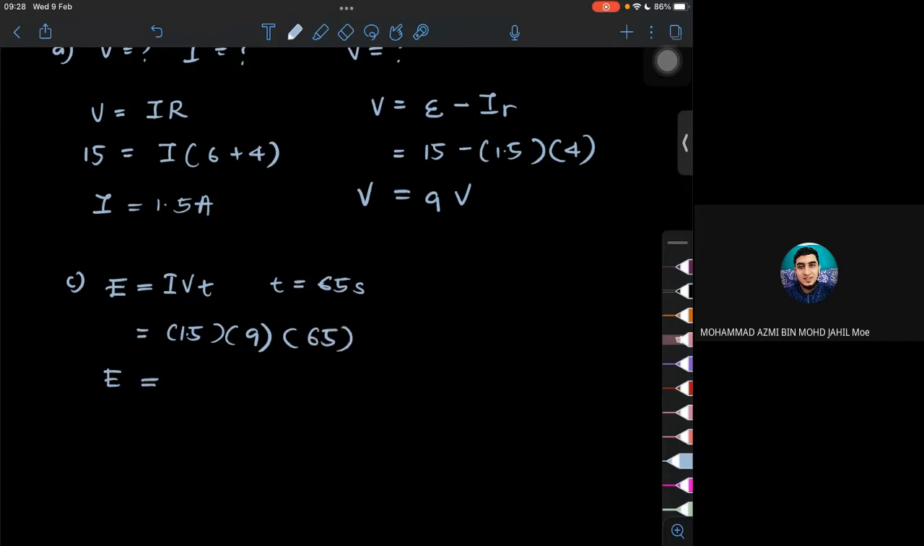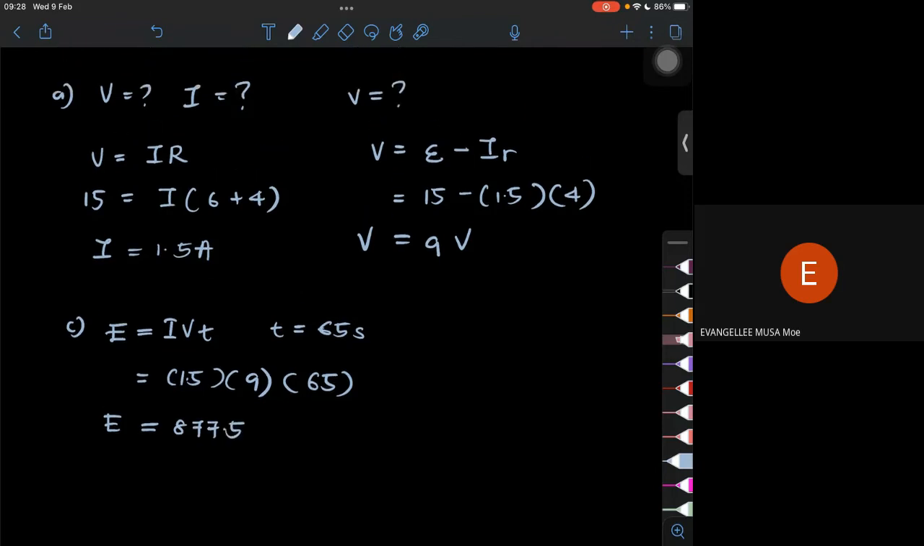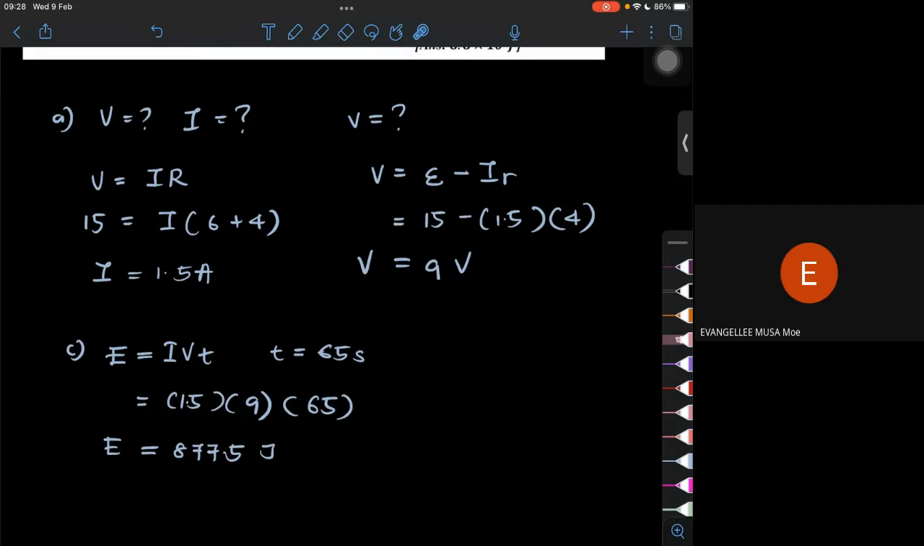So energy will be equal to 877.5. What is the unit for energy? Joule. Okay, semua dapat? Dapat Miss. Okay, ada soalan so far?